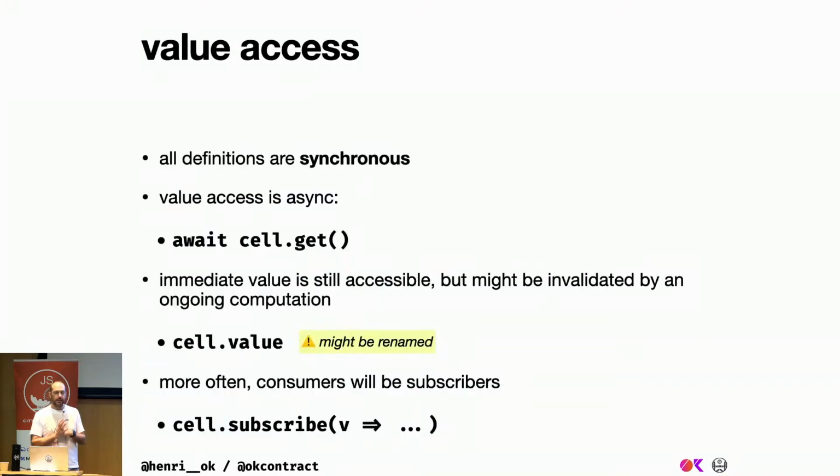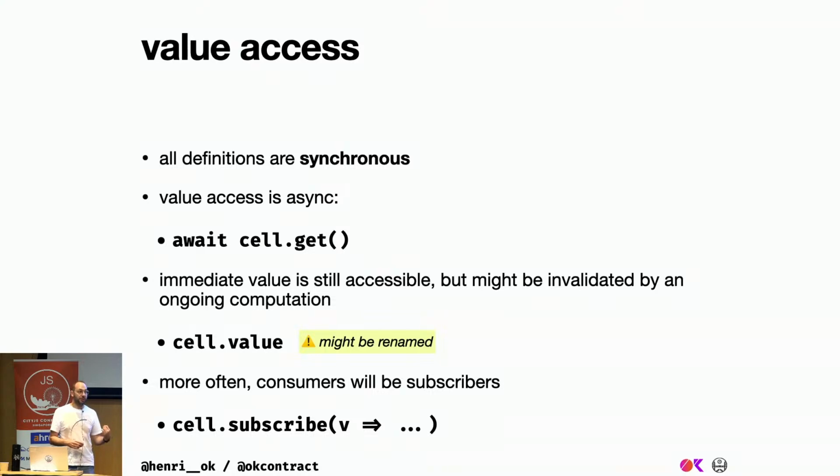So how do you get access to values? As we've seen previously, all definitions are synchronous. When you define values, when you define computations, it's synchronous. But because you're just defining the computations, they're monads. So you're not getting the immediate computation. This will be done later. So basically, you wait when you want to get a value. When you want to get a cell, you just await cell.get. You can access the immediate value, for very rare cases, using .value.